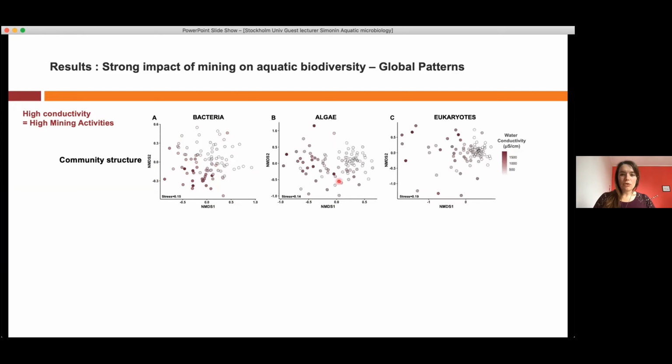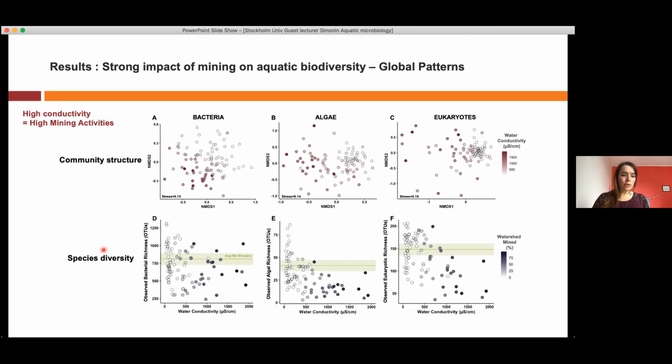And this is even stronger for algae. You see really a group of points that are clustering together in the unmined streams and all the other mined streams separating. And for eukaryotes, it's the same thing. So clearly a large restructuration in the community structure of bacteria, algae, or eukaryotes in general.